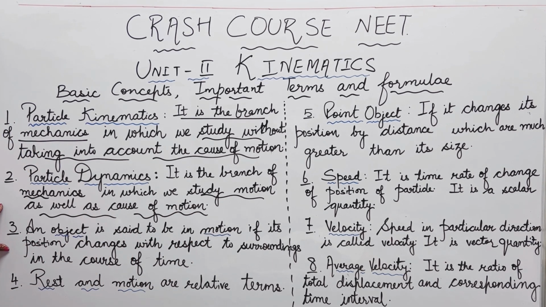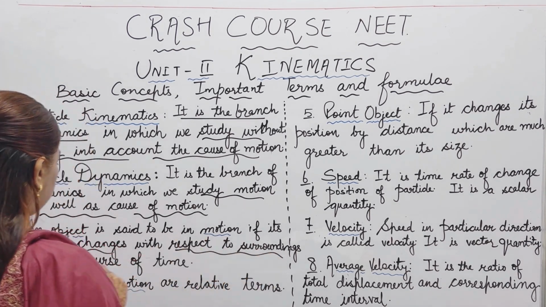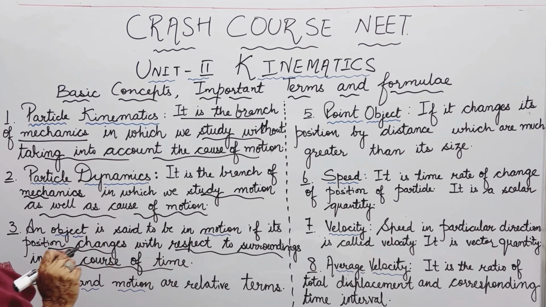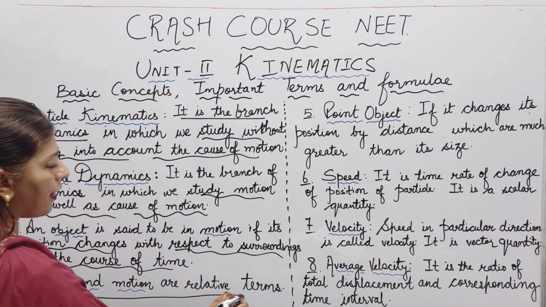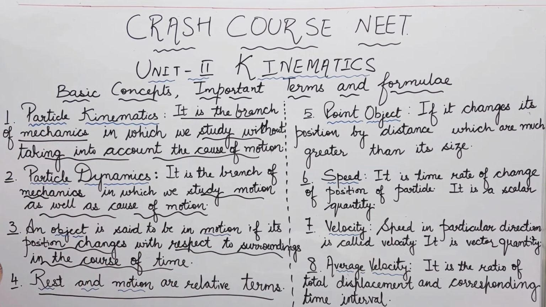The next is, an object is said to be in motion if its position changes with respect to the surroundings. See, this motion can be explained with reference to a body that is at rest. This is the reason rest and motion are relative terms.